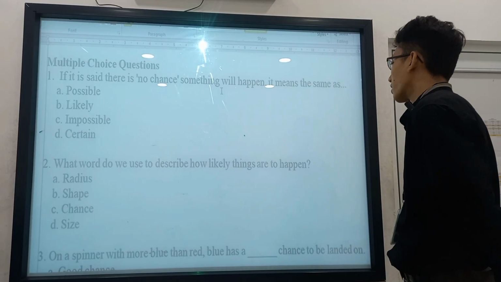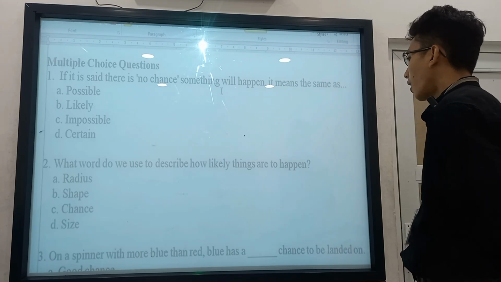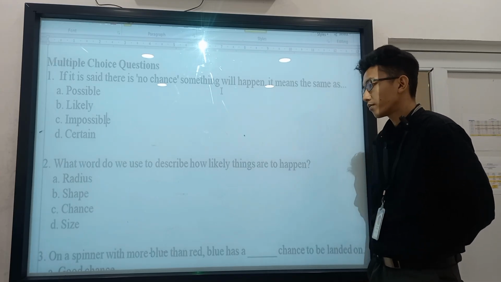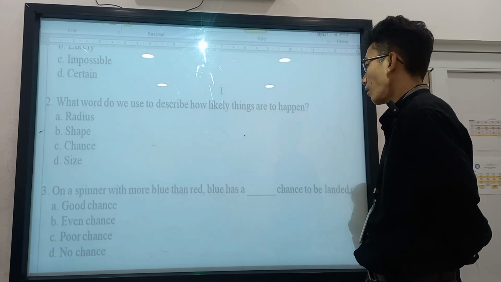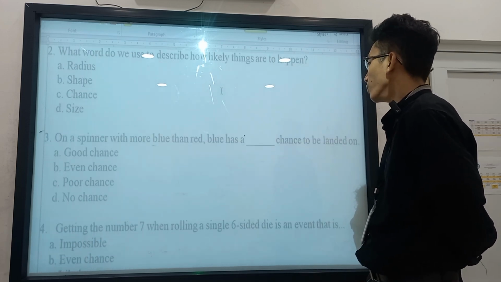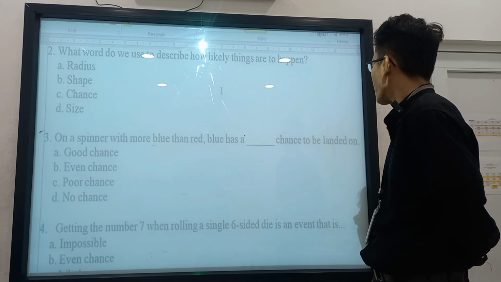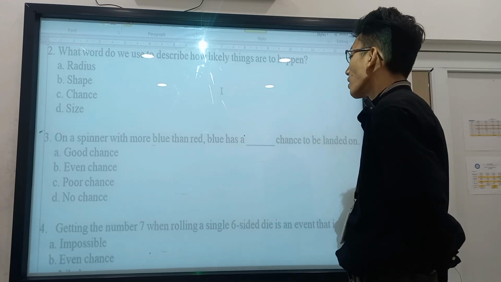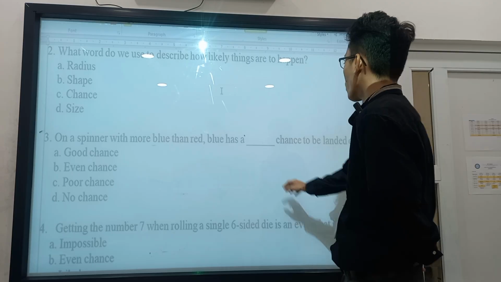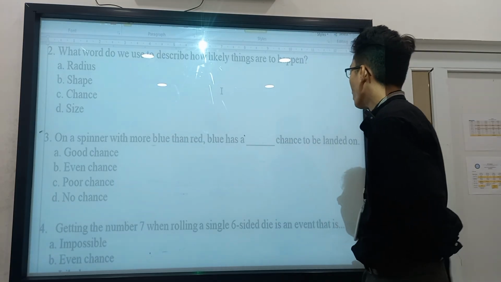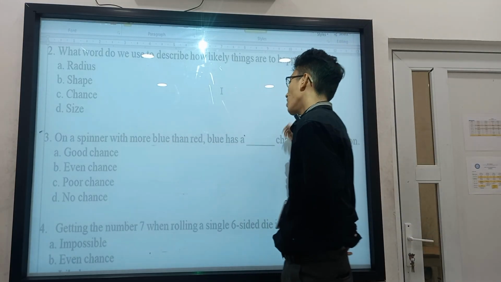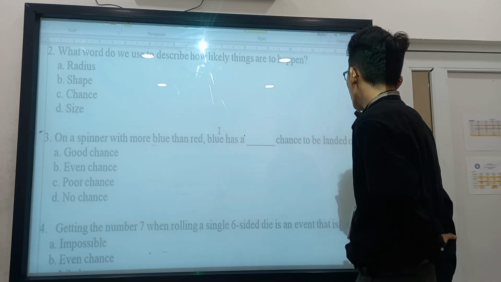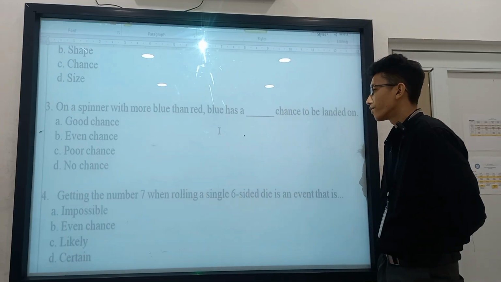What word do we use to describe how likely things are to happen? On the screen, if we want blue, then the blue has a good chance to be landed on. It should be good chance. Good chance. Okay, I will fix it. Good chance to be landed on.